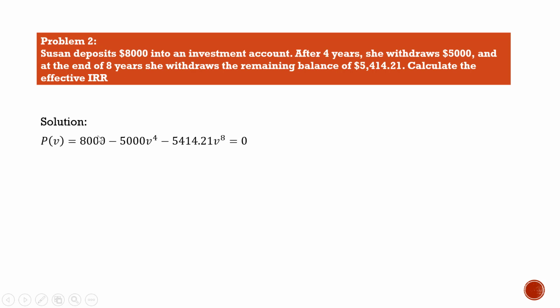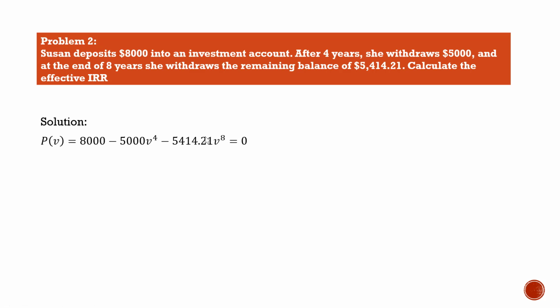The first solution: the present value is basically 8,000, the money that is deposited. Because it's at time 0, it's just 8,000. Then at time 4, Susan withdraws $5,000. So $5,000 is the liability. So we subtract 5,000 v to the 4 because this money is withdrawn at time 4. Then at the end of 8 years, she withdraws the remaining balance of 5,414.21. So we subtract 5,414.21 v to the 8 because this amount is withdrawn at time 8.